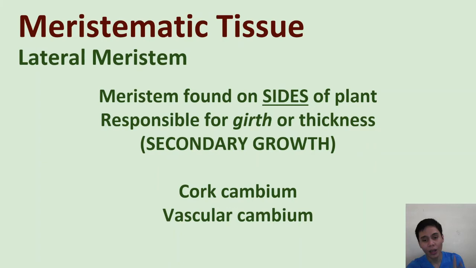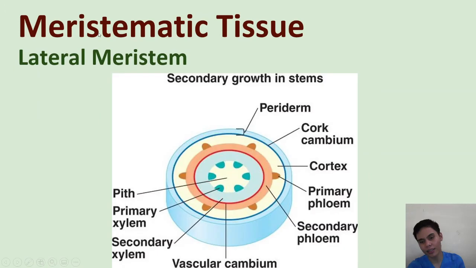So what are these? If we look at the cross-section of a tree, we have some tree rings, and these tree rings represent some of these lateral meristematic tissue. So we have the vascular cambium, which produces the phloem, the xylem, and we have your cork cambium, which produces the cork, or the part of the bark of the tree.